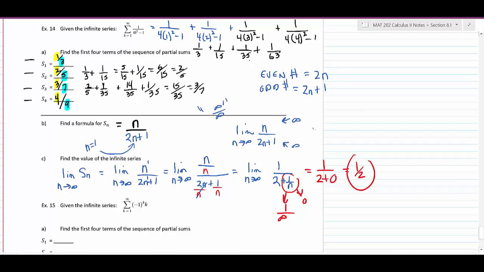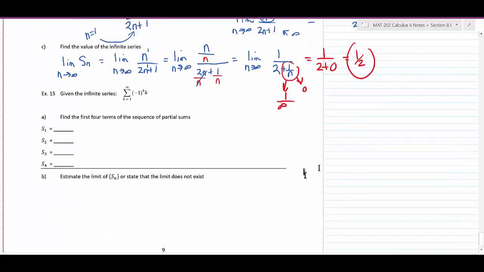So here's what you could do. If you were doing L'Hopital's rule, the derivative of n is 1. The derivative of 2n plus 1 is 2. Then you do the limit of 1/2 and you got 1/2. L'Hopital's rule is going to come in handy in this chapter. We're going to get back to doing it. Okay, let's do this last problem and then we'll take a break here.